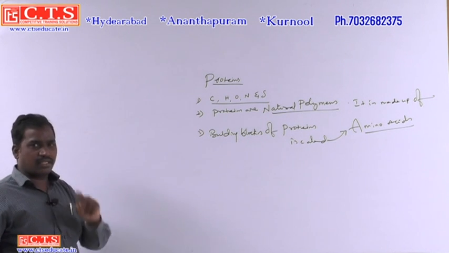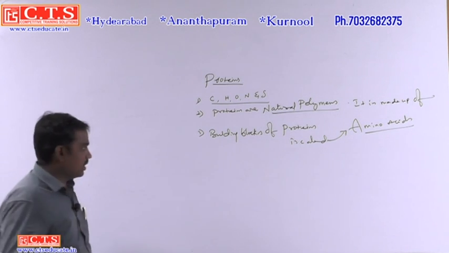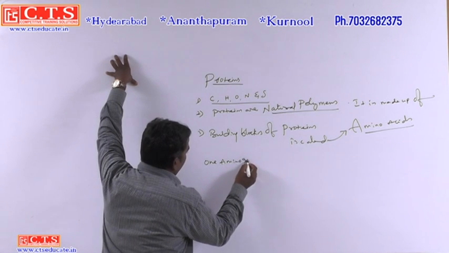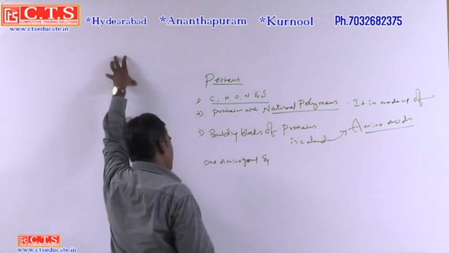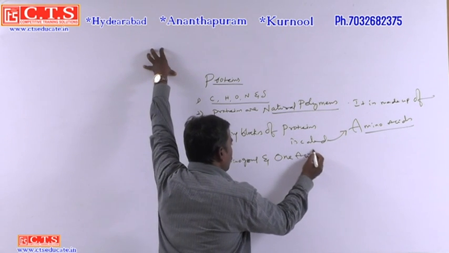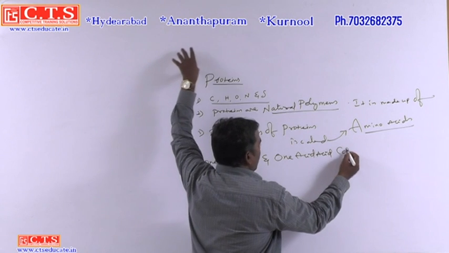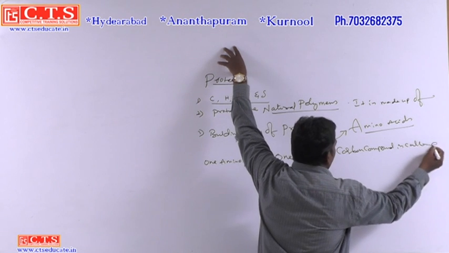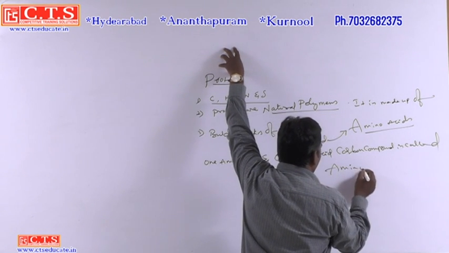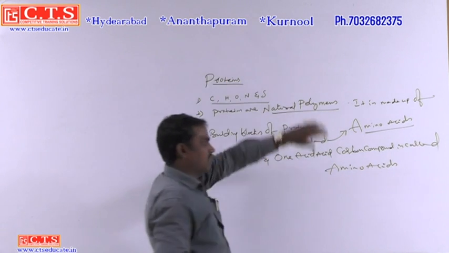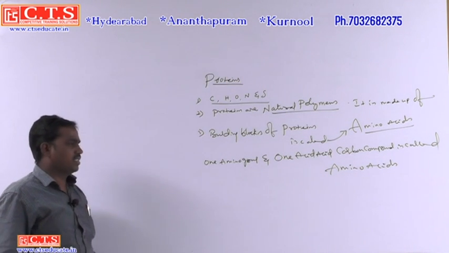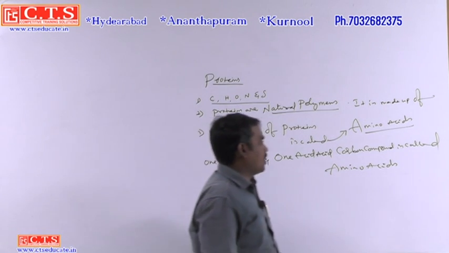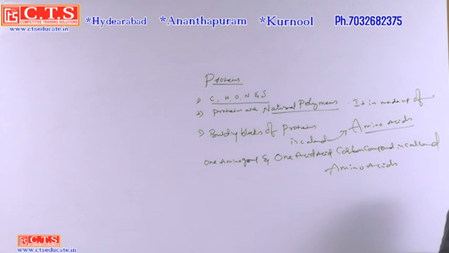What is an amino acid? A carbon compound with one amino group and one acid group is called an amino acid.